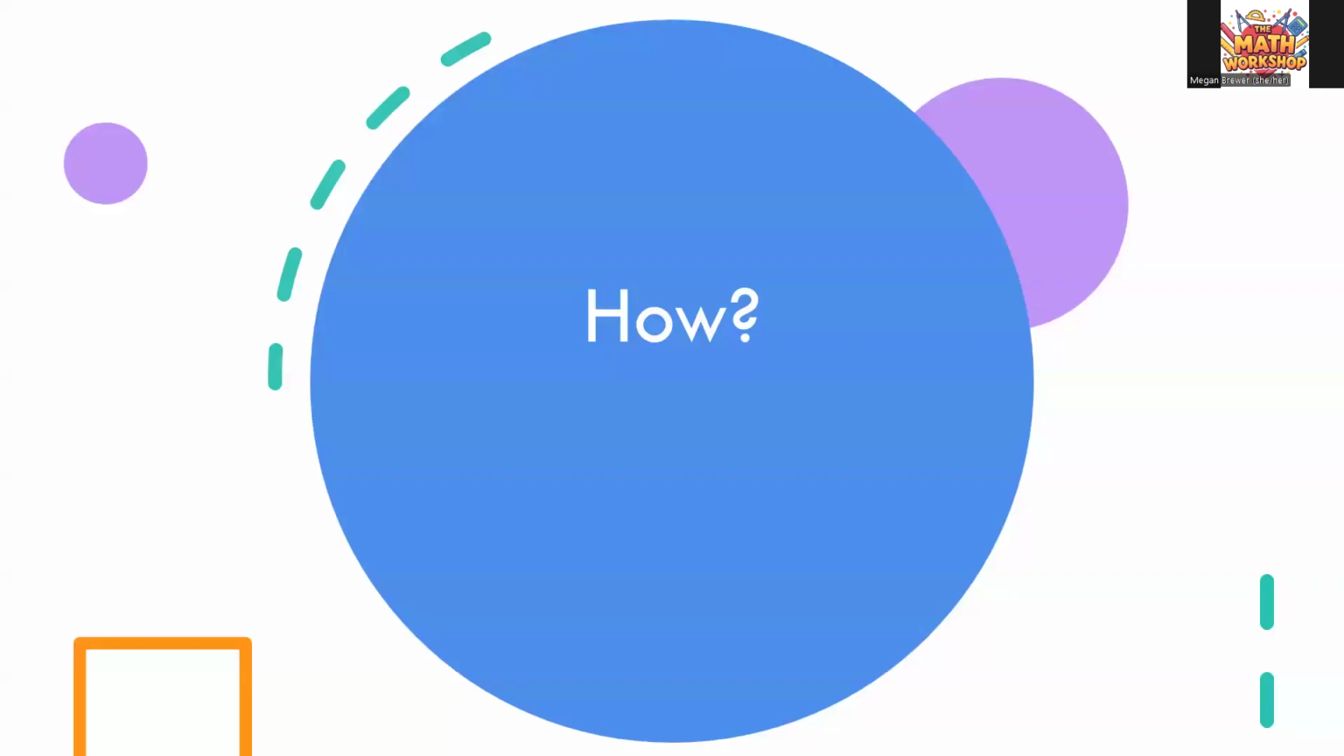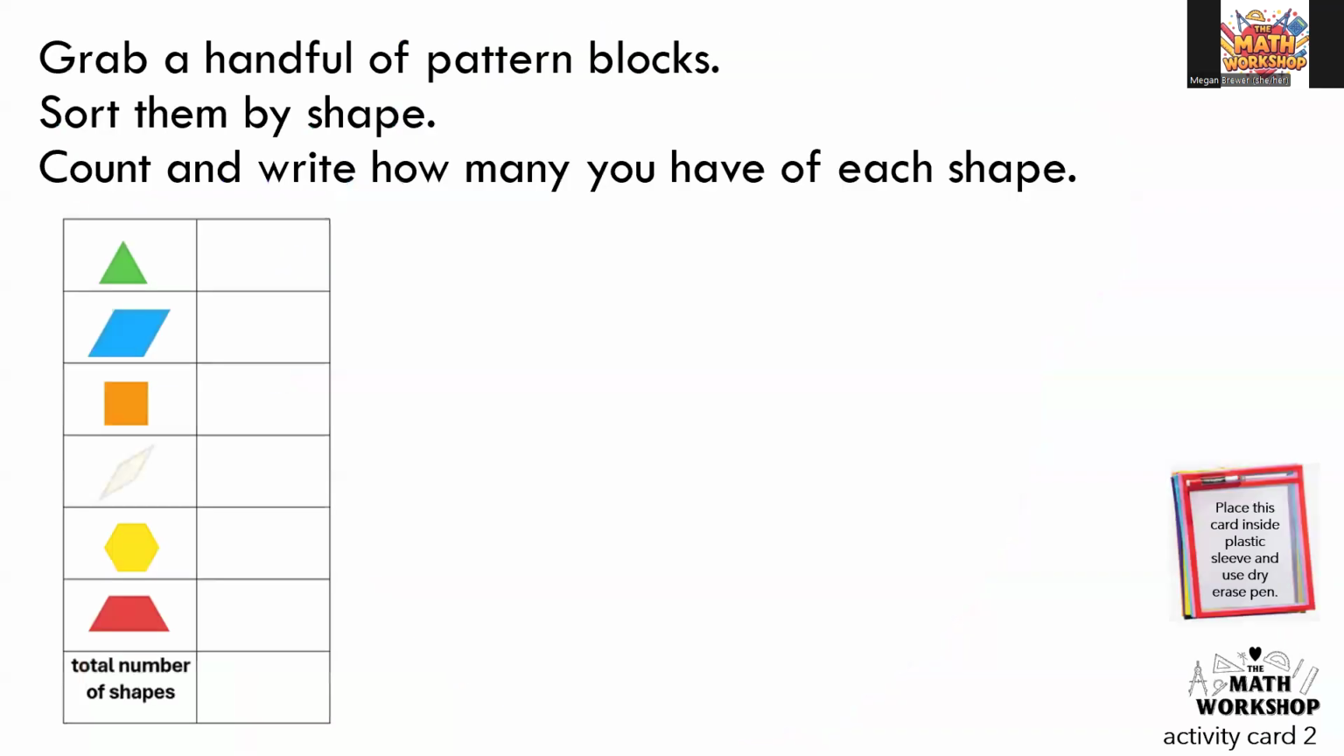So let's get into it. The how. We recommend starting with students grabbing a handful of pattern blocks and sorting them by shape. You could also say sorting by color, which is going to end up being the same thing, and having them count and write how many they have of each shape. Then we could ask them to find the total number.